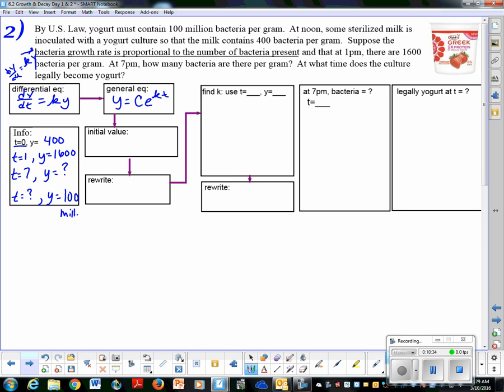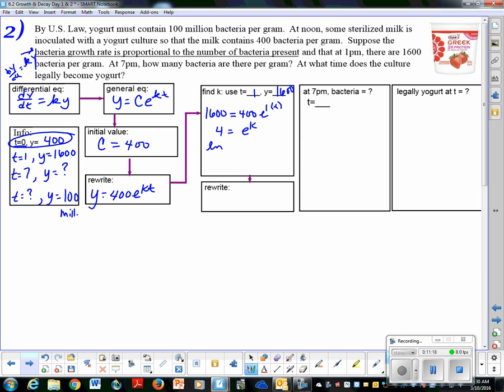So our initial value, just looking over here where we started keeping track of things, C would equal 400. So that would give me the equation y equals 400 e to the kt. Now I can find my k by using another initial condition. Let's use it when time was 1 and y was 1,600, and plug those into our previous equation. 1,600 is equal to 400 e to the k times 1. Divide by 400 and we will have 4 equals e to the k.